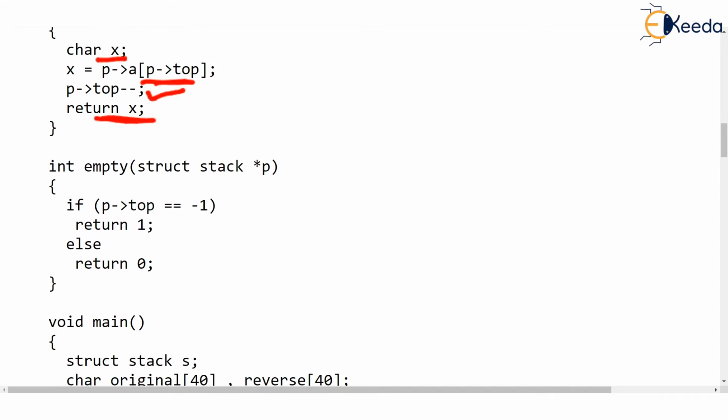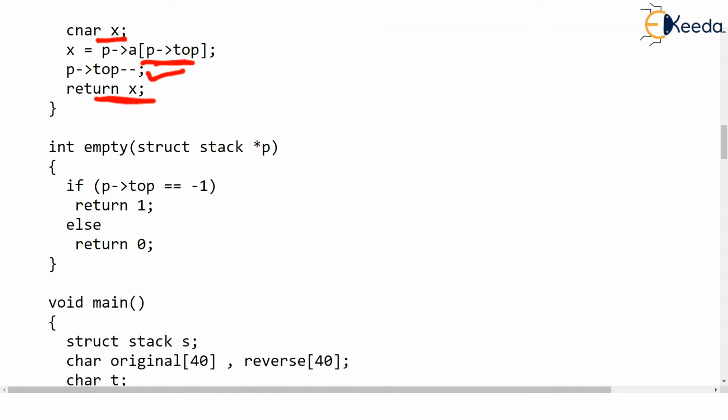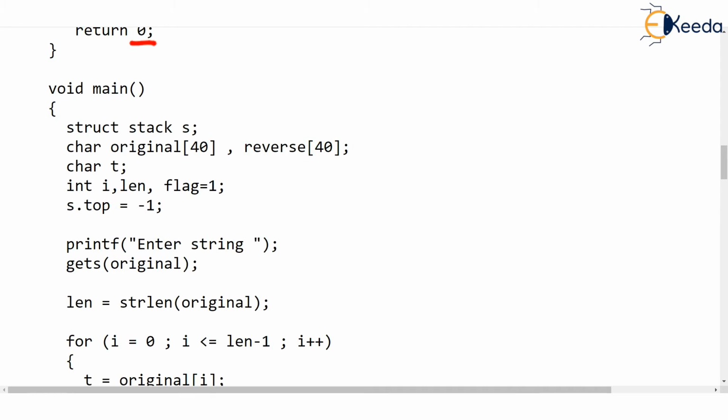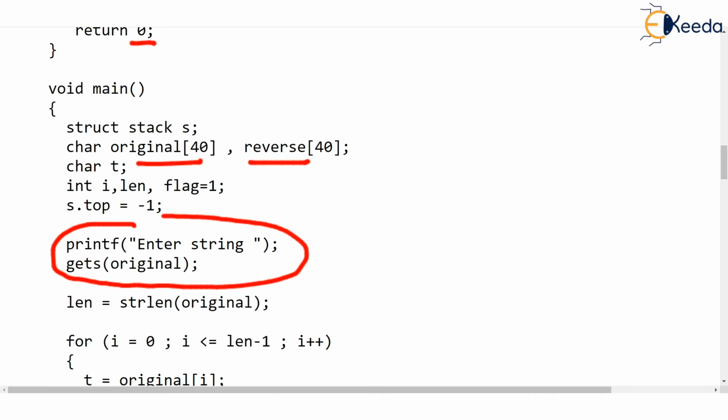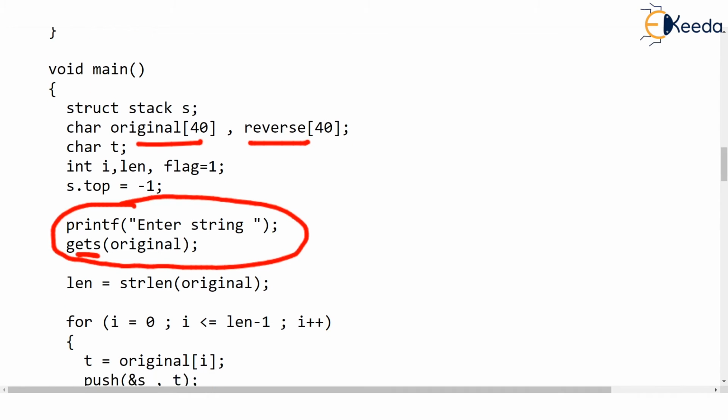Empty has been defined to check whether the stack is empty. You know that the stack is empty if top is -1. Then true is returned. Otherwise false is returned. And then here are the two strings, original and reverse. What we are doing is taking the original string from the user using the gets function and then finding the length of the original.